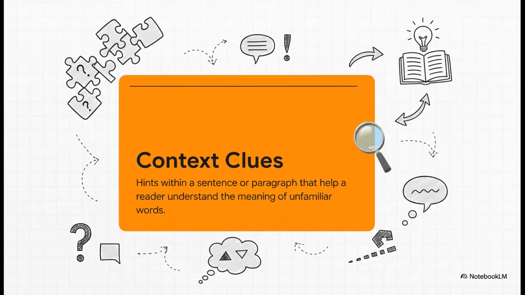So what is this magic trick? Well, it's called context clues. And these are basically just hints the author leaves for you scattered around the word you don't know. Think of it like a mini built-in dictionary right there in the paragraph. The most important thing to get from this is that you do not need to have a perfect vocabulary.